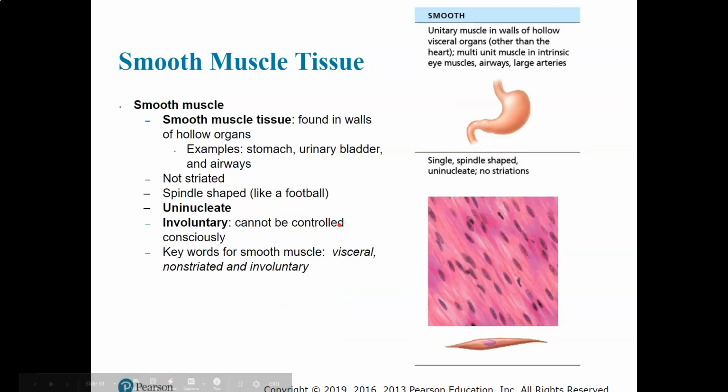And then we have our smooth muscle tissue. Smooth muscle tissue is non-striated, so it looks smoother. It's also going to be these spindle-shaped cells, sort of shaped like an elongated football. And we're going to find smooth muscle in the walls of hollow organs like the stomach, the urinary bladder, and the airways. We do not consciously control smooth muscle.